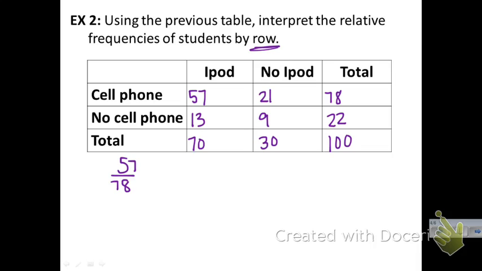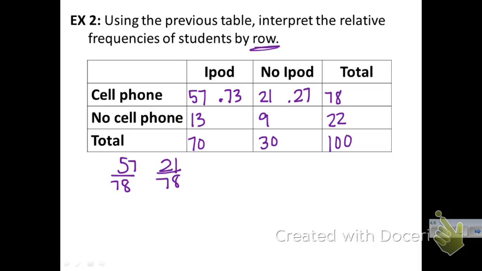When we divide that, we get a percentage or a decimal. That is roughly 0.73. It's not exact, I'm going to round to the nearest hundredth. Then to do the no iPod but have a cell phone, we take the 21 divided by 78 and we get 0.27. Now you should notice something about these two numbers. If you add them together you get 1. If you use them as a percentage you would get 100%.